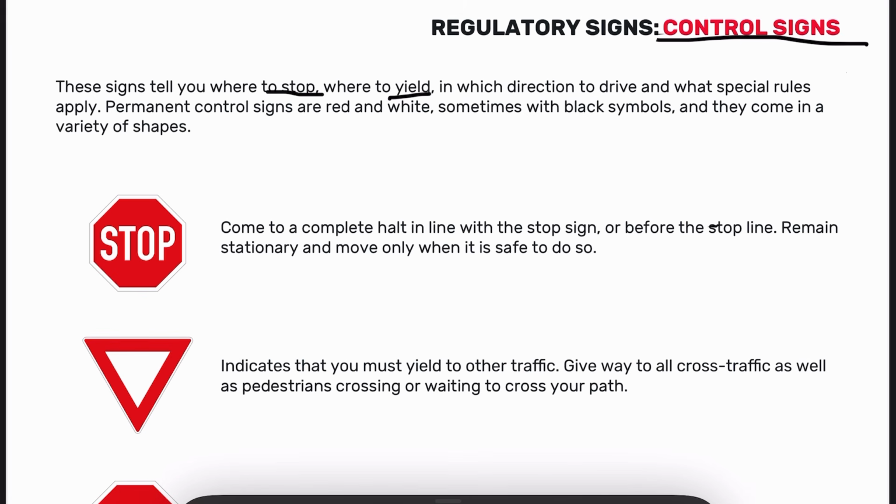Yield, direction to drive, special rules. Okay, that's what you need to know and understand about the control signs.